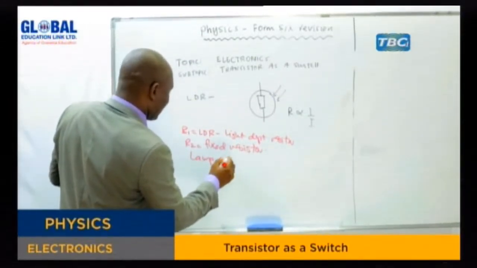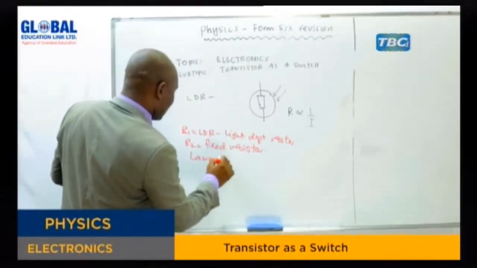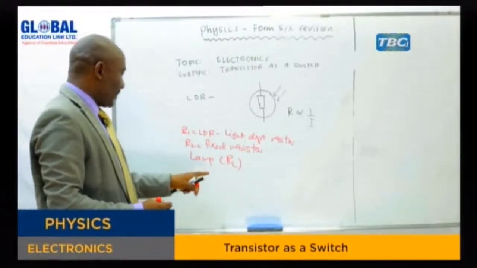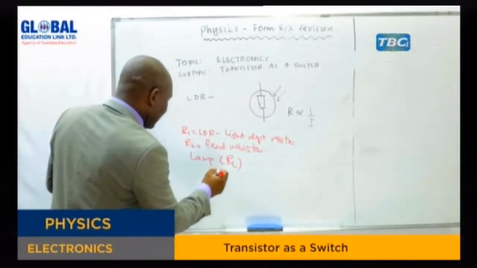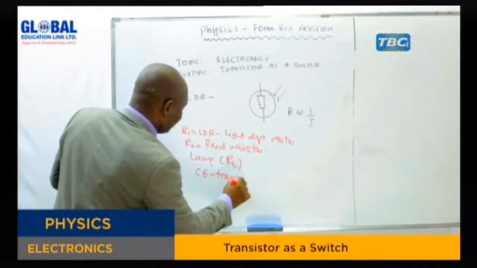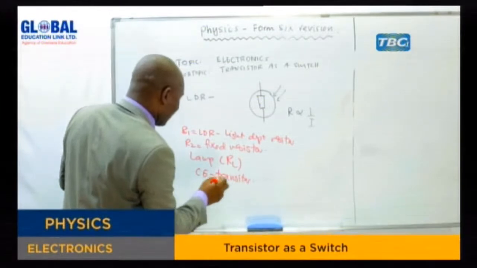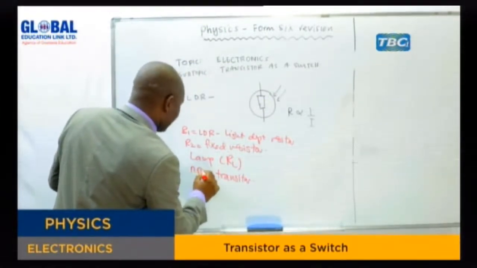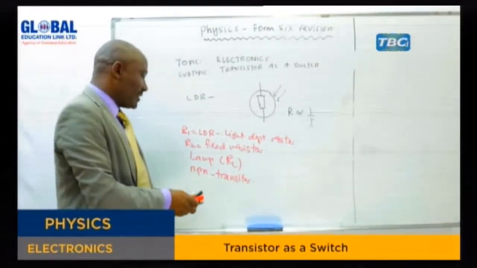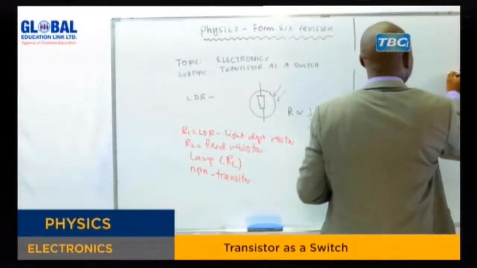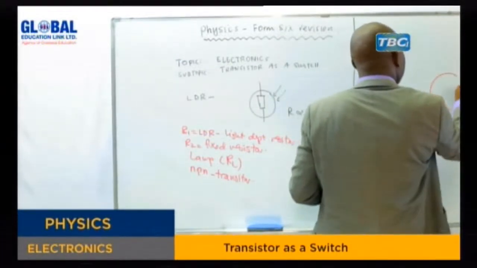The lamp is supposed to be replacing the output resistor. And then you're supposed to have the common emitter transistor. You can use a PNP or NPN transistor, but I prefer using the NPN. So step number one, you draw the circuit. This is our circuit here.